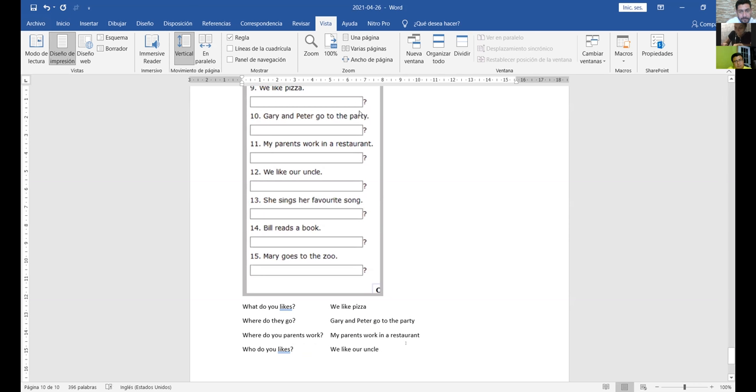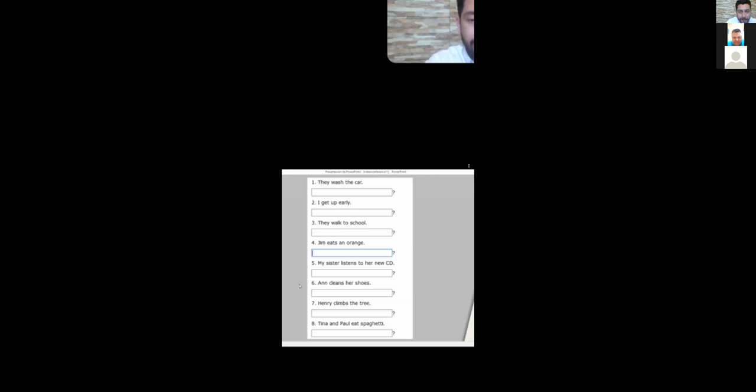Uncle. Okay. Teacher, tenemos una pregunta. Dígame. En number 7. Seven. Henry climbs, Henry está como subiendo el árbol. Ajá, correcto. Escalando el árbol. La pregunta es, ¿aquí usamos el who o el what? Por ejemplo, Henry climbs the tree.